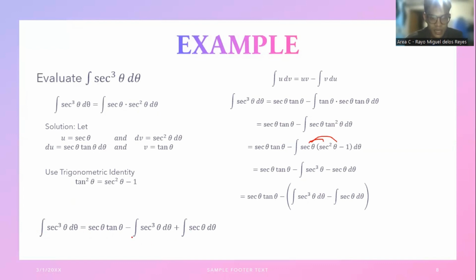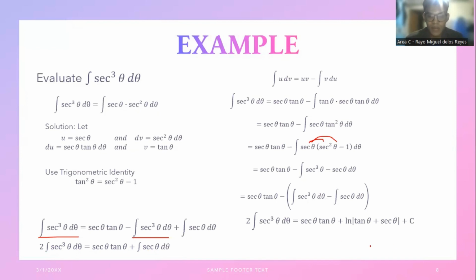And as you can see, this part and this third part or terms are like terms. So, i-add both sides lang natin siya. Ayan. So, magiging 2 times the integral of secant cube theta d theta equals secant theta tangent theta plus the integral of secant theta d theta. And then, ayan, simplify lang natin siya.